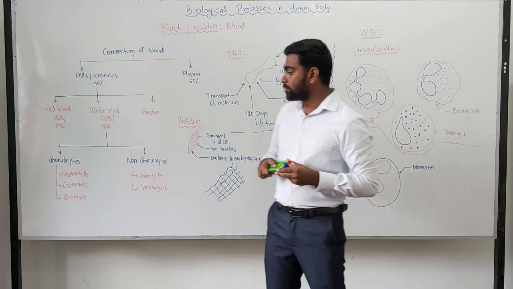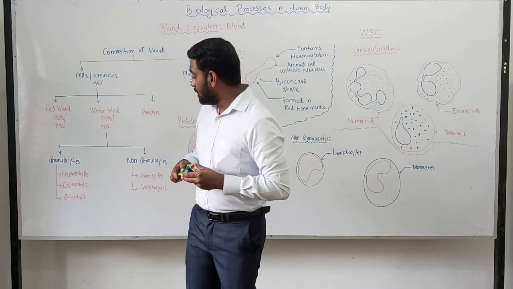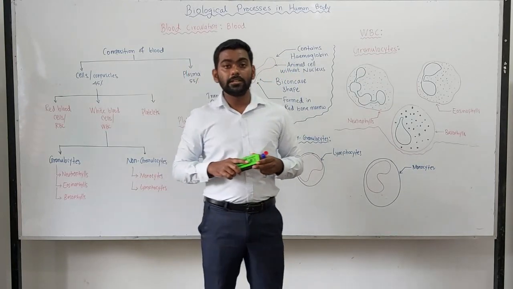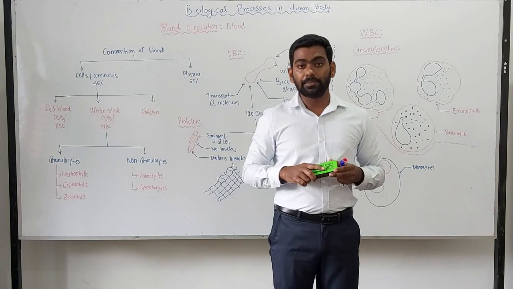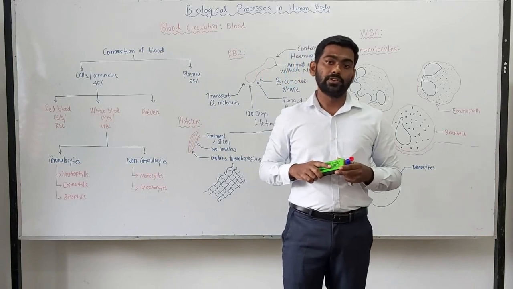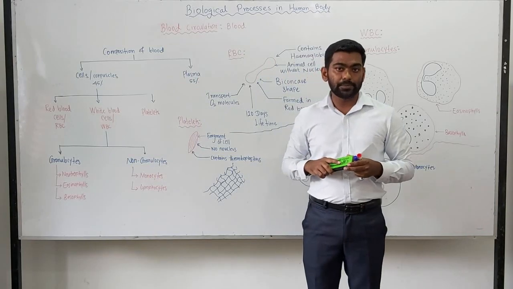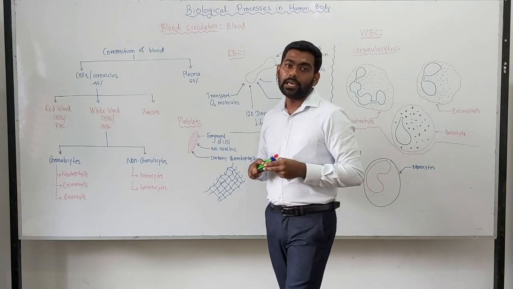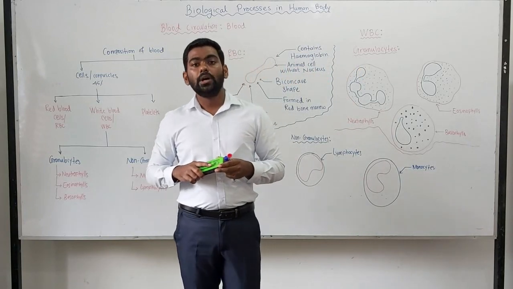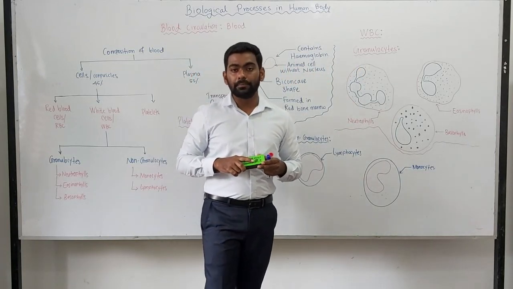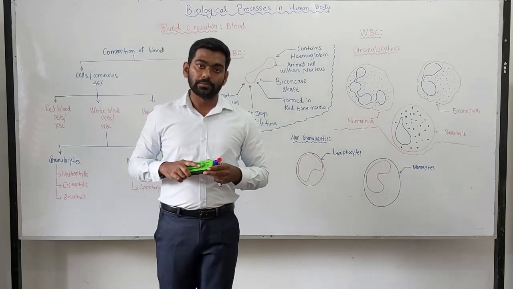And if you take the granulocytes, there are 3 types: neutrophil, eosinophil, and basophil. The most abundant WBC type in our blood is neutrophils. The second group, non-granulocytes, has 2 different types: monocytes and lymphocytes. You should be able to identify or differentiate them just by looking at microscopic pictures or diagrams.